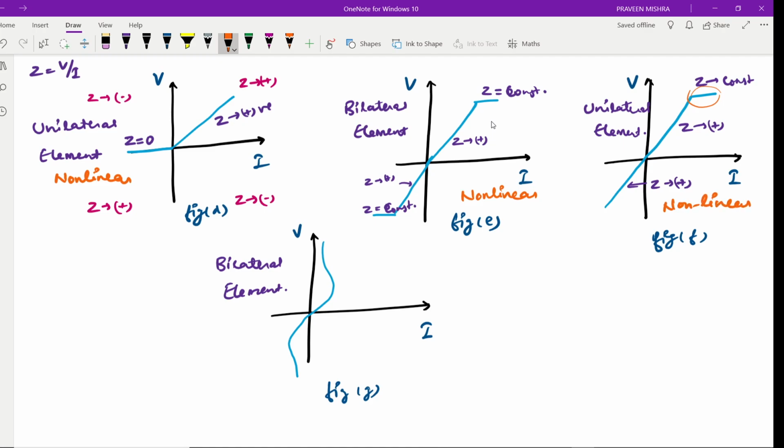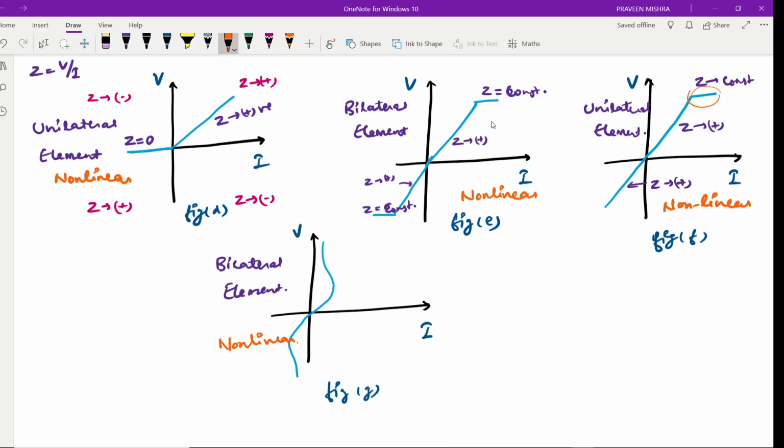And you can see it easily. This one is not linear, not a straight line, no? Non-linear. Okay. I think it is clear, means how we can classify the elements.